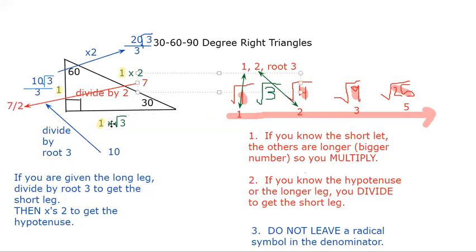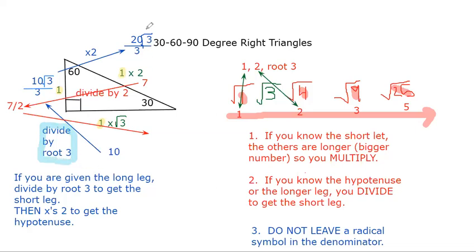Now the long leg is longer than the short leg. So if we're going from the short leg to the long leg, it's getting bigger, right? If it's getting bigger, you must be multiplying. What are you going to multiply by to get from the short leg to the long leg? Well, look at your notes from last step. If you went from the long leg to the short leg, you divided by root 3.